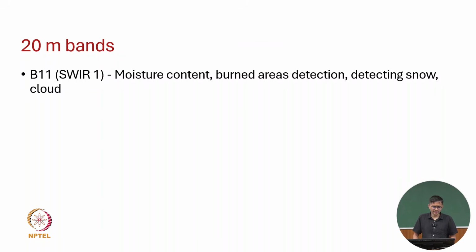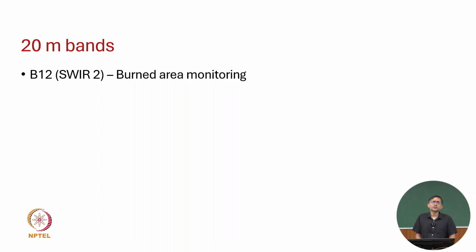Snow and cloud in several other channels will look similar, right? So this band provides us with some distinguishability with respect to that as well. Similarly, we have B12 SWIR2, which again helps us with burned area monitoring.